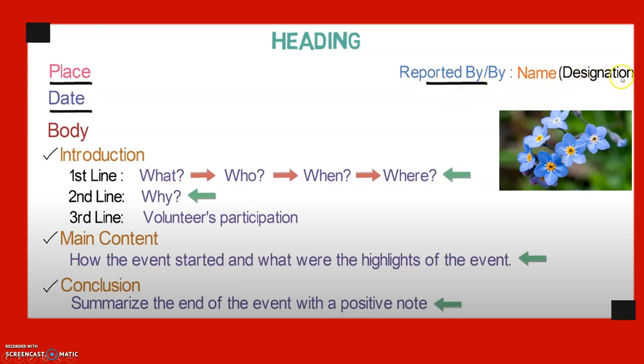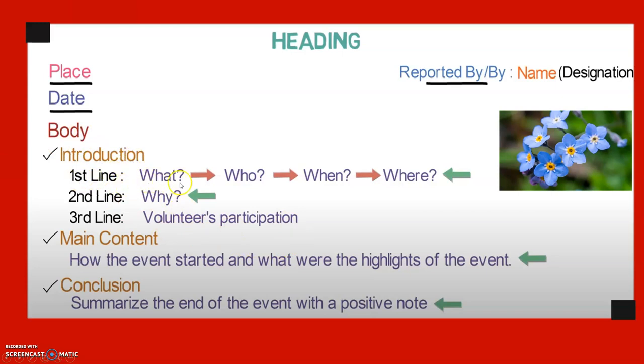Okay, the designation of that person. On your left hand side, you write the place and the date. Okay, and then you come to the body of the report. Now, the body is what you're going to write there in paragraphs. Okay, so you start with the introduction.